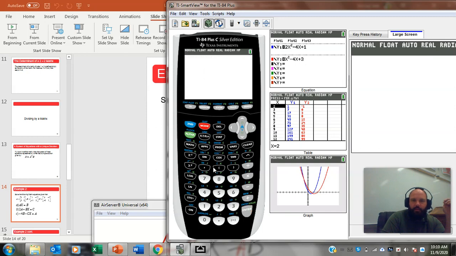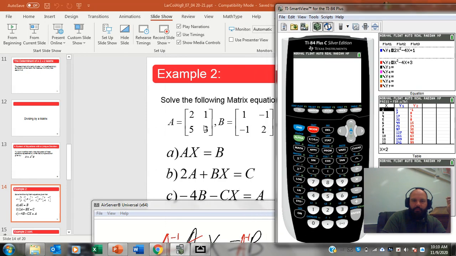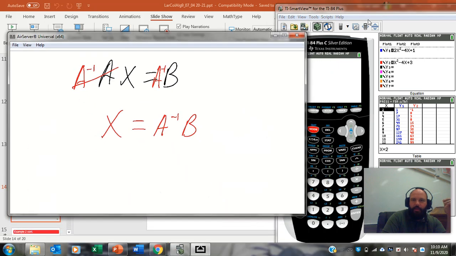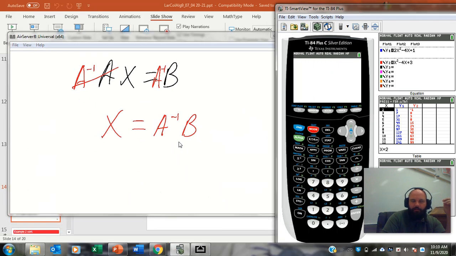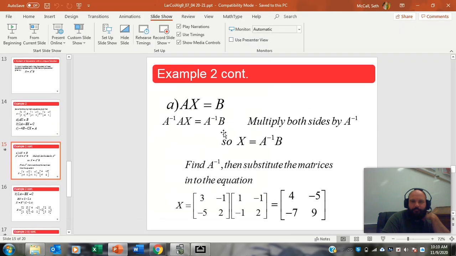Now I can simply go into the home screen, having entered A and B in. I'm going to type this right here, what you see, A inverse B, into the home screen. So second matrix, I'm going to choose A, make it A inverse actually, and then type multiplication, and then matrix B. And hit enter, and you can see my answer is 4, negative 5, negative 7, 9. And you can see right there, 4, negative 5, negative 7, 9.